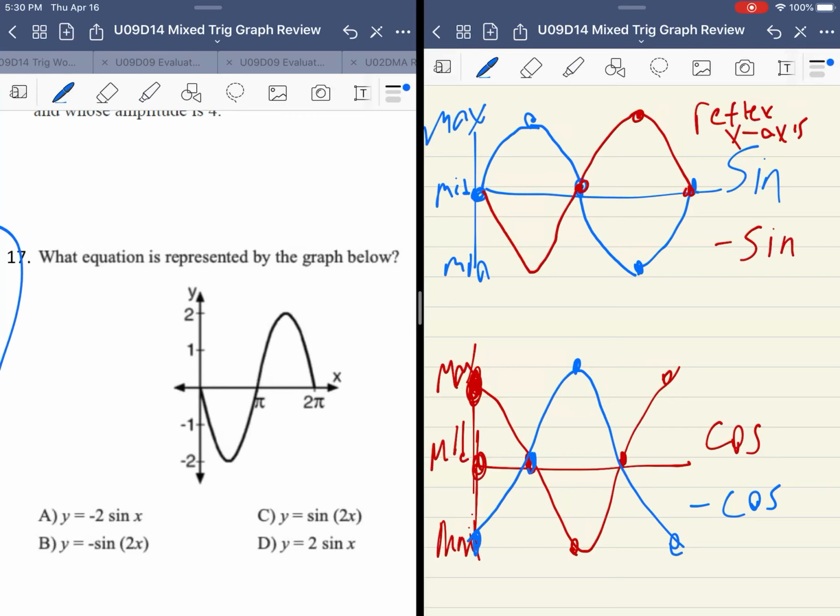All right, so looking at the graph we have here, it starts at the middle, and it goes down. That means it's a sine curve because it starts in the middle, and because it starts going down, it is a negative value. All right, so I'm going to erase this for now.